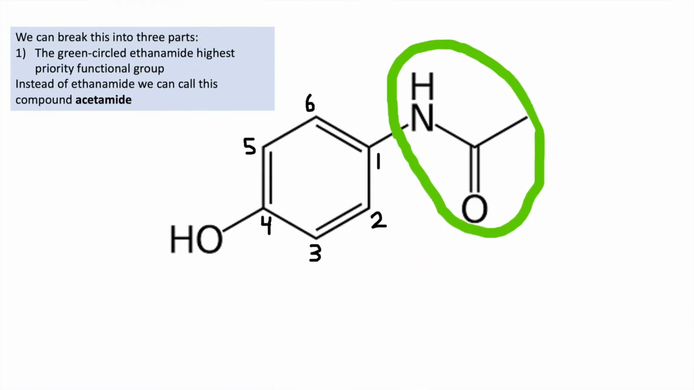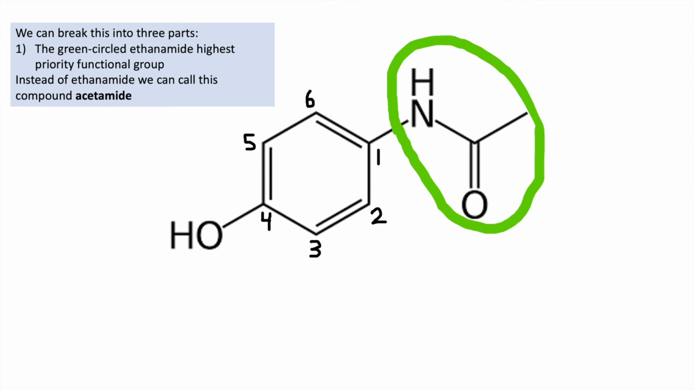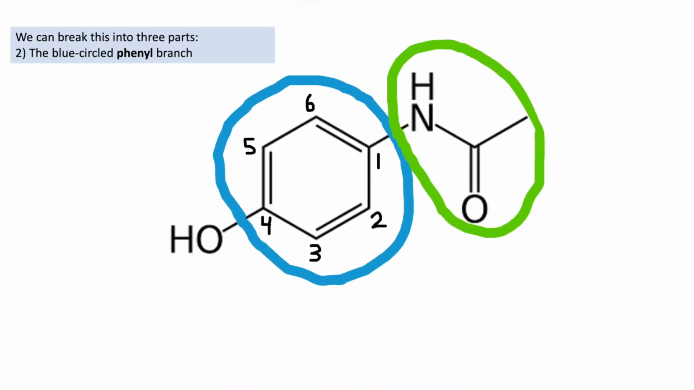The group circled in green is a 2-carbon ethane amide, which would be normally referred to as ethanamide, but as we've already covered, IUPAC prefers to use acetyl over ethyl, so instead we're going to name it acetamide. The next functional group we notice is the blue-circled 6-carbon benzene structure, which will be called a phenyl group because it has a lower priority than the acetamide group. The last group we see is circled in pink and is an alcohol group.